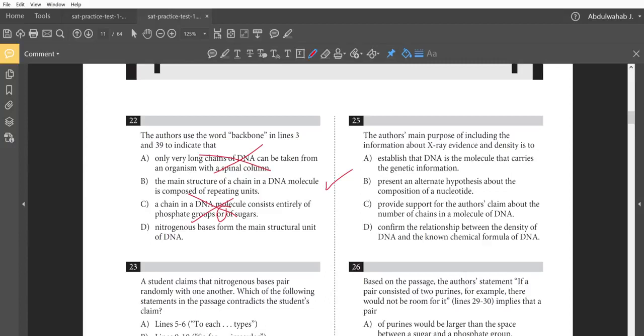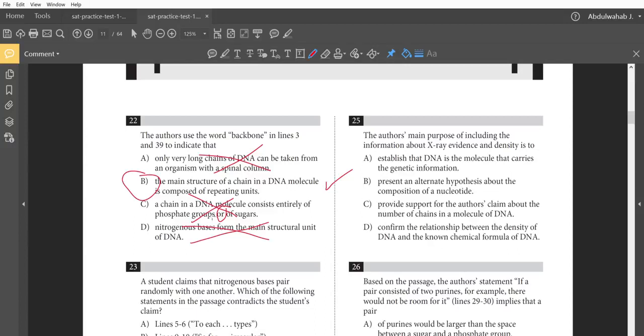Nitrogenous bases form the main structural unit of DNA. Well, not really. It's one of the units as far as I understood it. Again, I'm not a scientist, I'm not a chemistry major, and I don't need to be to go through this SAT passage and questions. So B is the best answer.